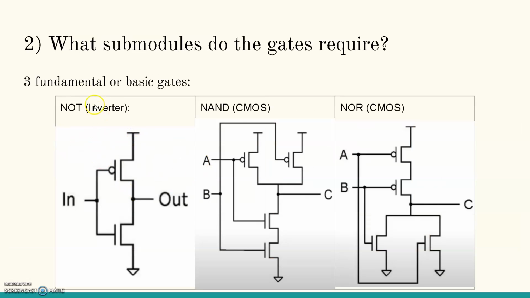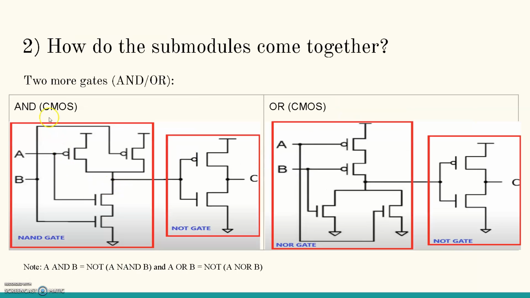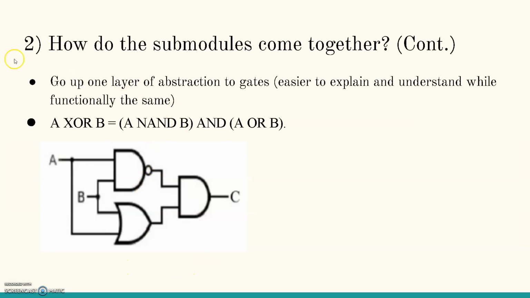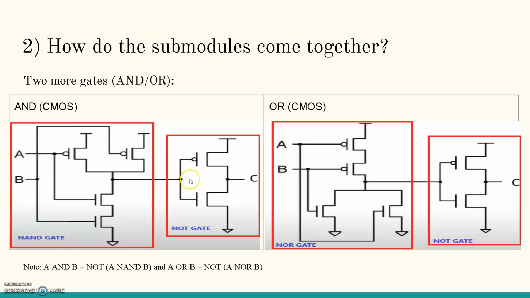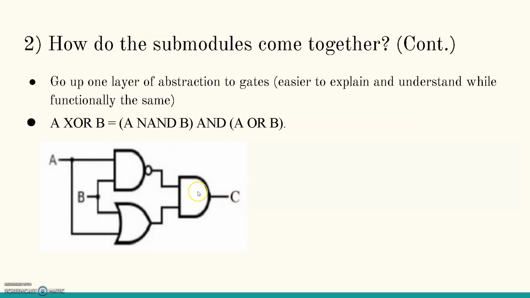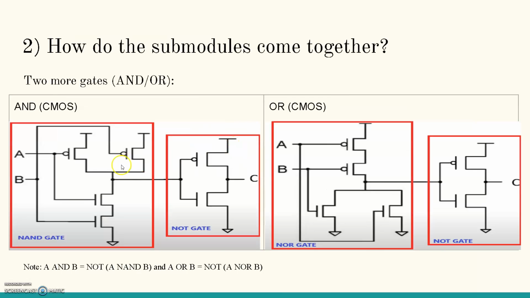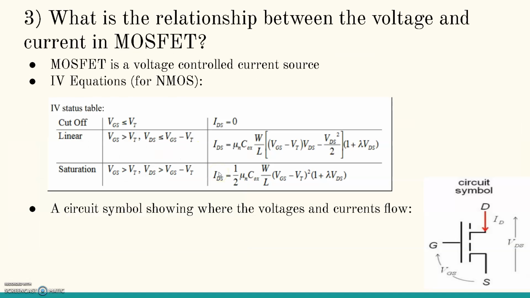But you can use these basic gates, the NOT, the NAND, and the NOR, to produce AND and OR, because AND is just NOT NAND, and OR is just NOT NOR. And also you can use AND and OR to produce XOR, which is A NAND B and A OR B. It's useful to see it at the gate level, because you're basically taking the components and just putting them together. In fact, that's what I did here. So it builds up in terms of layers of abstraction. It just keeps building up, and it's easier to understand that way using components.